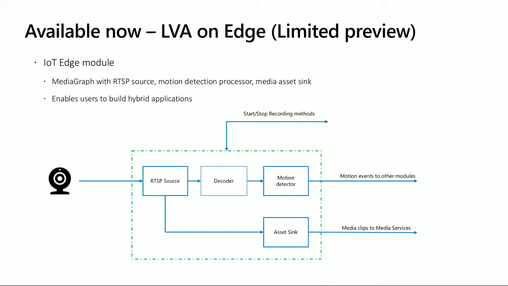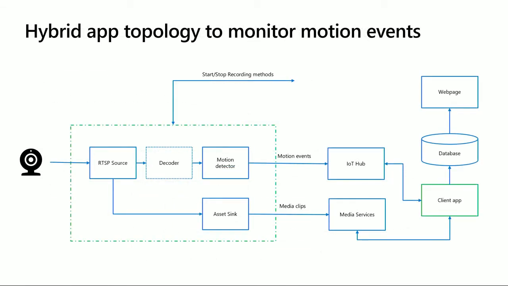So here you have an RTSP source, RTSP being the protocol of choice for IP cameras, a motion detection processor, and an asset sink. An asset sink here means the ability for you to record video clips when something interesting is happening. And based on a graph like this, you can build a hybrid app which looks like this. So you are able to direct the motion detection signals to IoT Hub, from where you can read it in your own application and make some business decisions out of it. You can log it to a database or say, hey, I want to actually record a clip of 30 seconds, 2 minutes, or whatever logic you want to have.